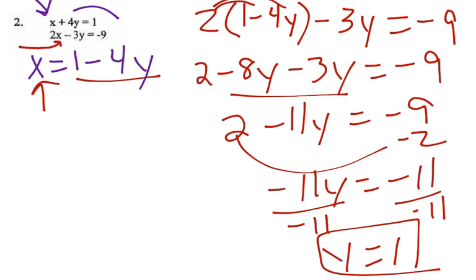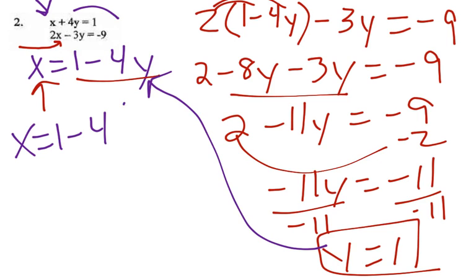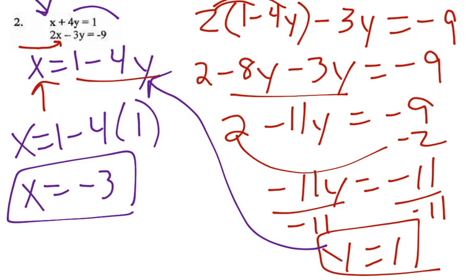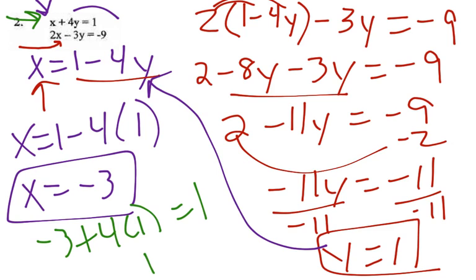That's one of my answers. Be sure and box it, but you're not done. Go put this 1 back up here for y. So x is equal to 1 minus 4 times 1. Punch that straight in your calculator. 1 minus 4 times 1, and you're going to get negative 3. If you want to check your work, negative 3 plus 4 times 1 is supposed to equal 1. I used my top equation for that. Negative 3 plus 4 times 1, if I put that in my calculator, I would get 1. 1 does equal 1, so I've got the right answer.